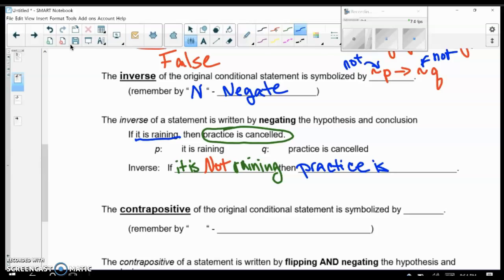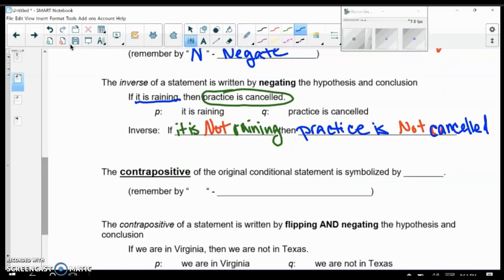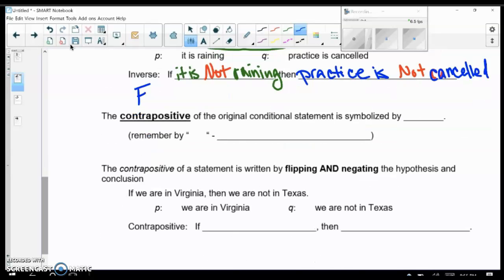And again, let's think about whether or not this makes any sense. Is it possible that we would have a scenario where practice might be canceled and yet it is not raining? Well, what if there were an earthquake or locusts? So yeah, that's not true. If there was an earthquake, then it might not be raining, but practice might be canceled anyway.